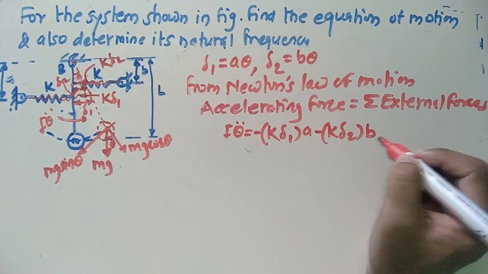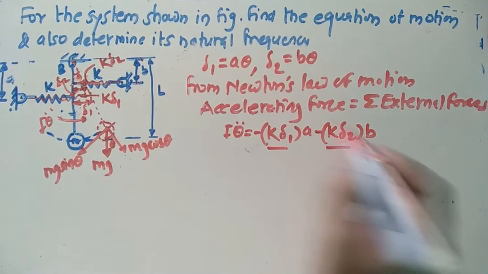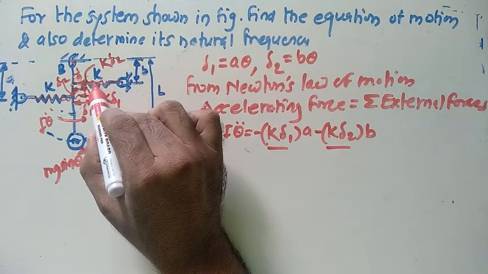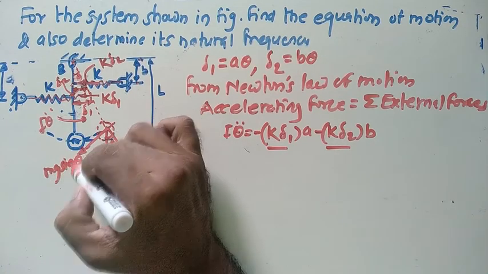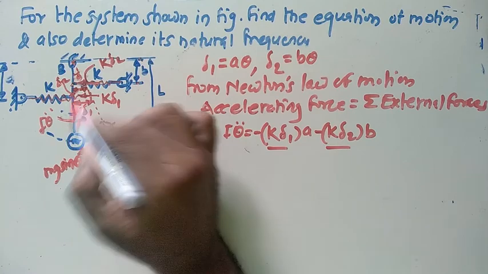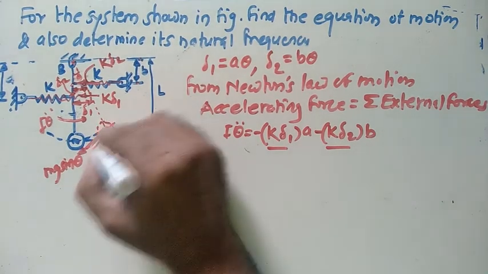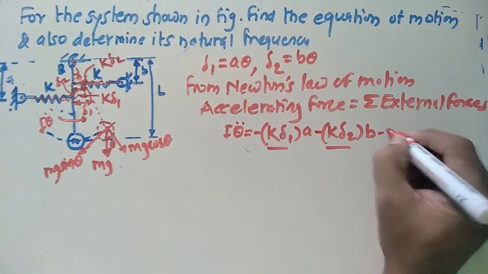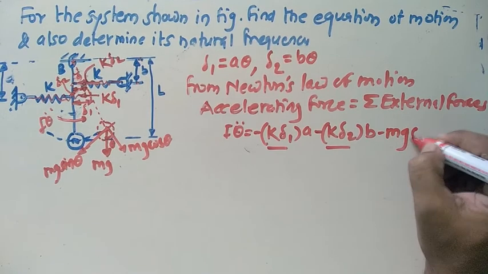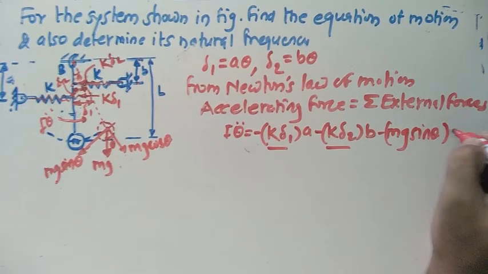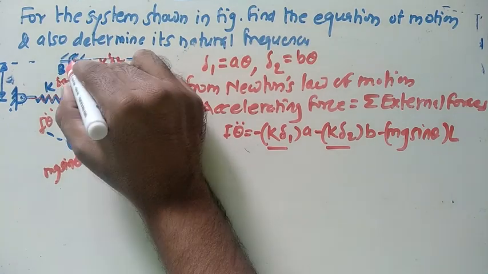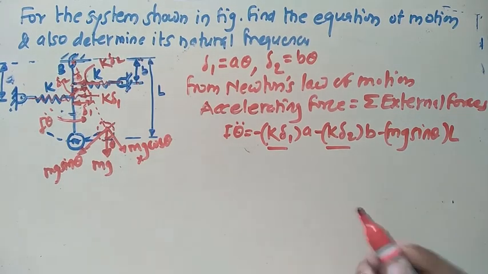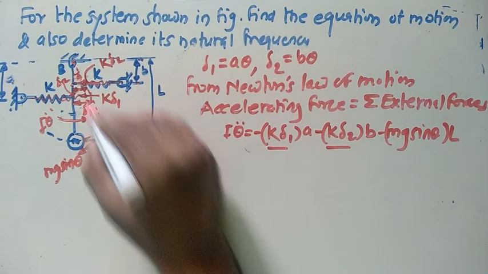So this spring force we have considered, and this spring force we have considered. What about this one? mg sine of theta multiplied by L. The tendency of this force turns about this point once again in clockwise direction. What about this other force? The line of action of this force passes through this point, so we can neglect this force, because the distance becomes 0.